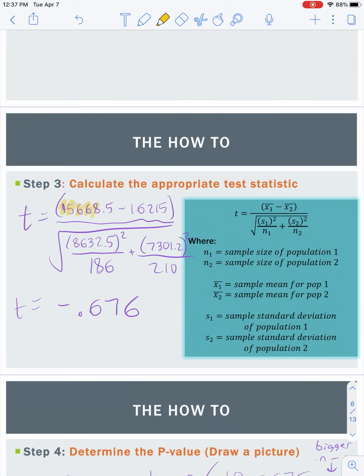Here's the first x bar from up above's information. Here's the second x bar from up above's information. Here's my first s1. Here's my s2. Those are standard deviations. n1 and n2. And I plugged all those in, and I was careful to put parentheses around my numerator, and I was careful to put parentheses around each of the individual fractions that went into the denominator. I put that all into my calculator, and I got an answer of negative 0.676. So I would suggest pausing the video, typing this in, making sure you match my answer, and reaching out if you're not.